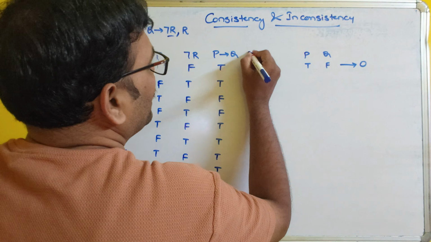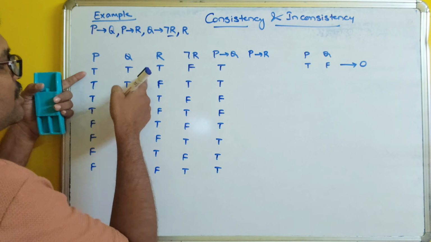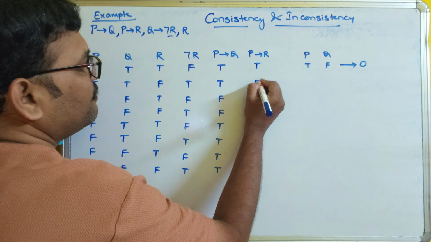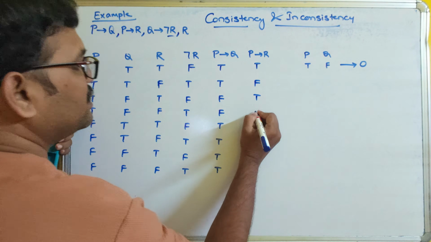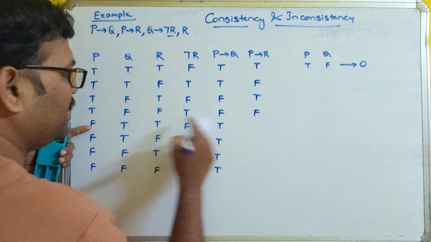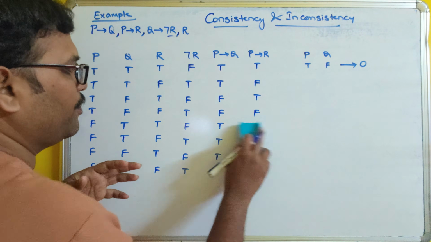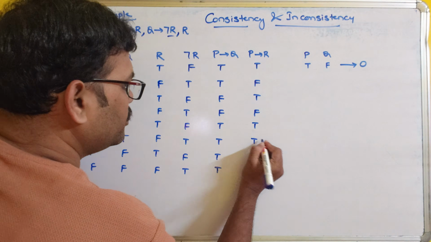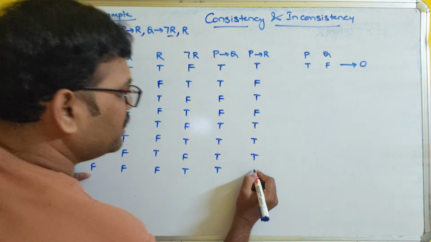Now P implies R. P implies R. Now these two things, right? True, true, true; true, false, false; true, true, true; true, false, false; false, true, true; false, false, true; it is true, false, false; it is true.